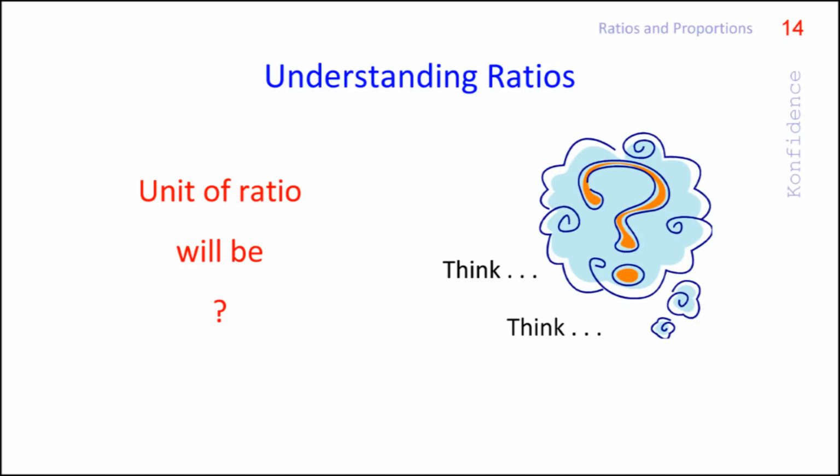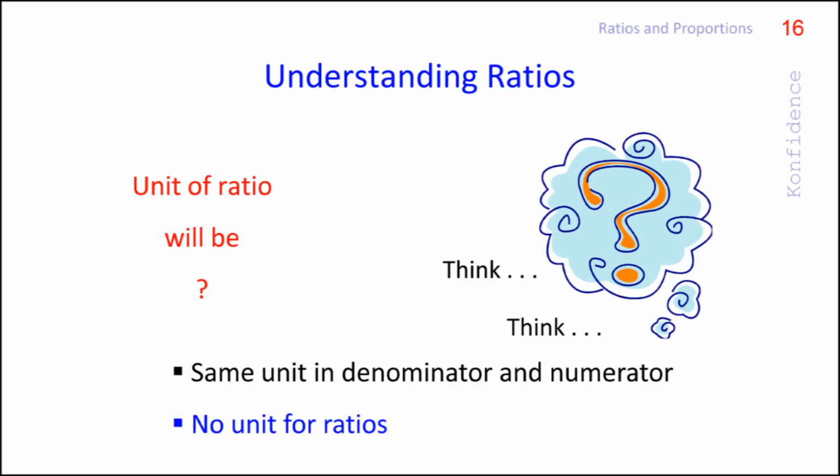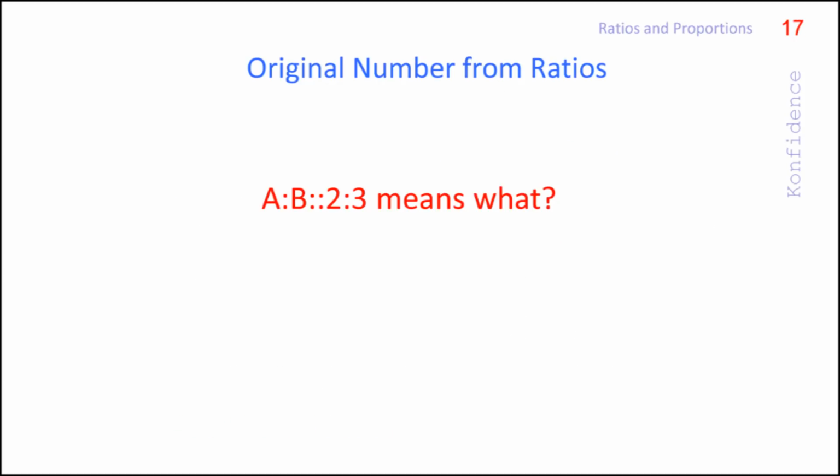What will be the unit of ratios? Will there be a unit for ratios? What is a ratio? After all, it is a comparison between two like things. So, do we need a unit for comparison? Mathematically, we have the same unit in the denominator and numerator. So, there is no unit for ratios, as the same units in the denominator and numerator cancel each other.